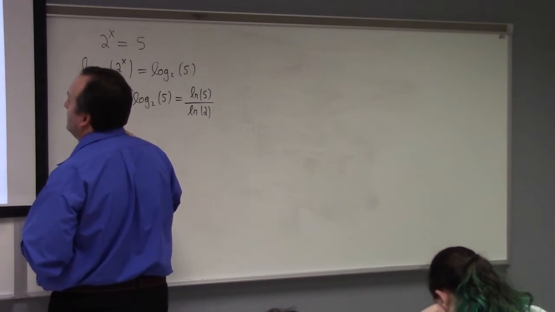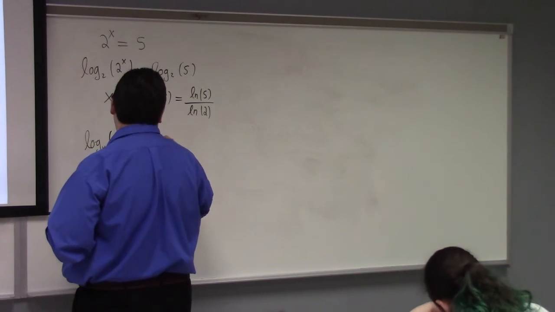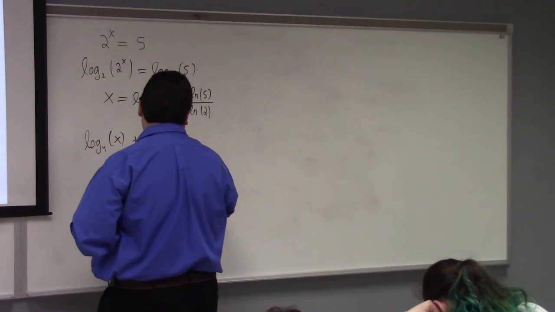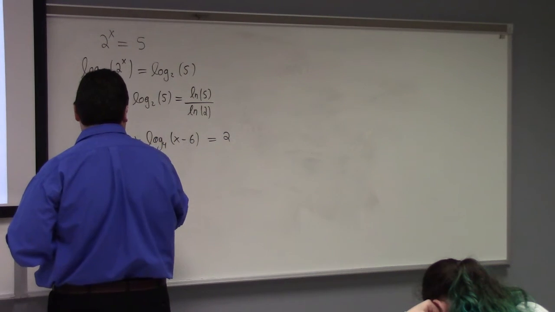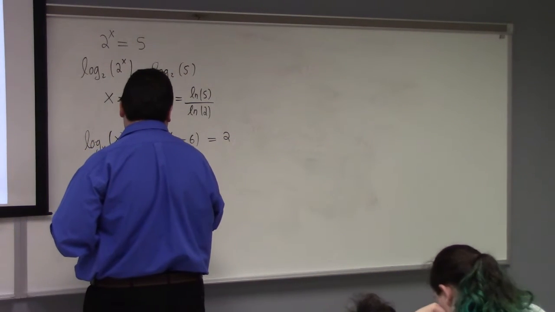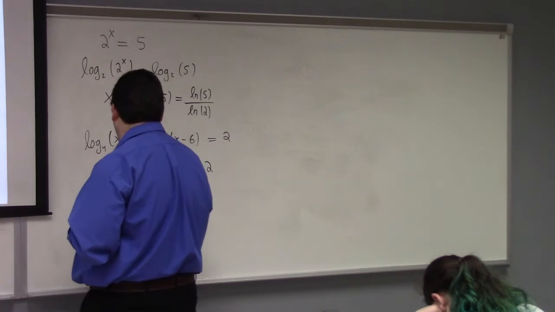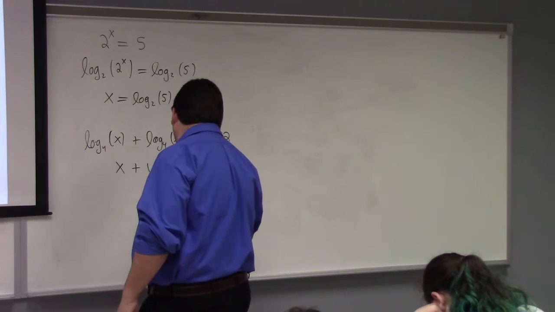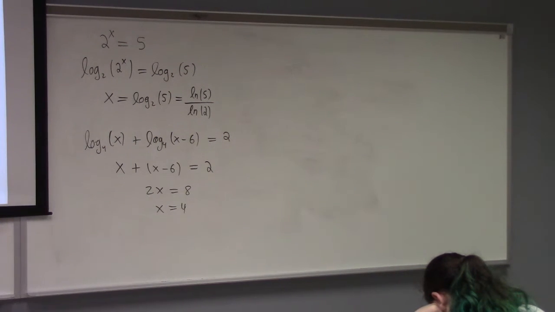Log 4 of x plus log 4 of x minus 6. And I saw some people do this: it gives me x plus x minus 6 equals 2, and then 2x is equal to 8, and then they got x equals 4, which is wrong. So what's wrong about this? What's the wrong step there?